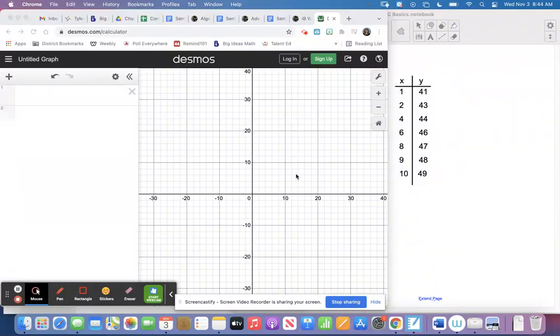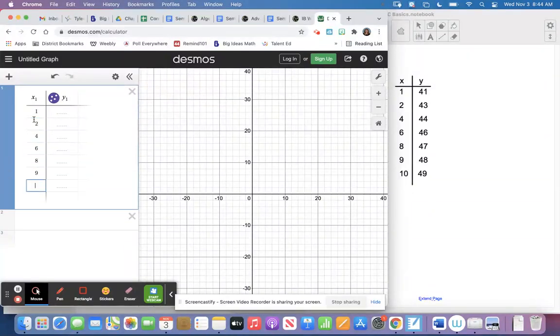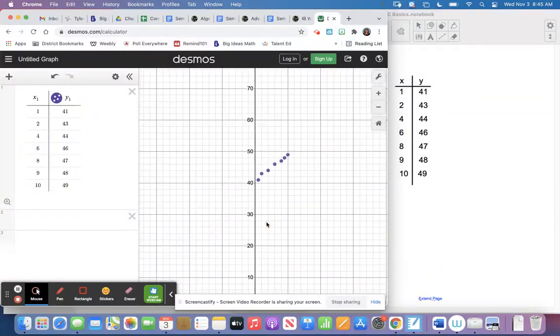Okay, so now we're going to take a look at scatter plots and finding what we call a correlation coefficient today. And again, we're going to be using DESMOS. If we're given a table, we can enter our table in like we learned a few days ago. So I'm going to enter this table in right here. We're going to hit the plus sign, add a table, and then I'm going to enter my numbers. So 1, enter, 2, 4, 6, 8, 9, 10. And then our y's are 41, 43, 44, 46, 47, 48, and 49. And then we can move our graph so we can see our points.